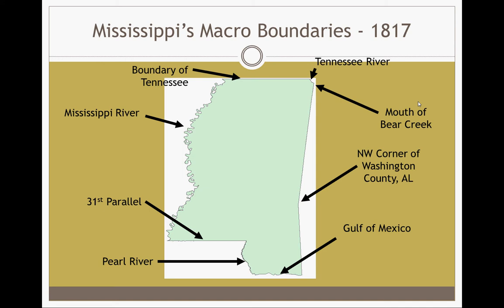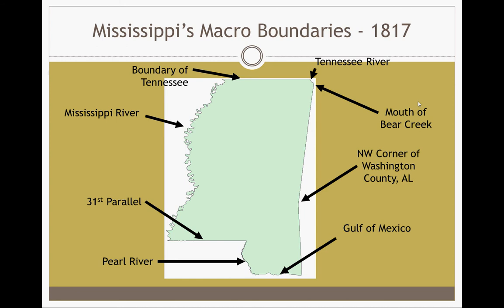Notice that we started at the Tennessee River, down to the mouth of Bear Creek, to the northwest corner of Washington County, Alabama, which is also the northeast corner of Wayne County, Mississippi, down to the Gulf of Mexico at a funky angle. Notice that difference in angle. The story is that two surveyors came out, one from Bear Creek and one from the Gulf of Mexico, and they met there at the corner of Washington County, and they called it good. They were both trying to draw a line straight south. North and south didn't work out so well.